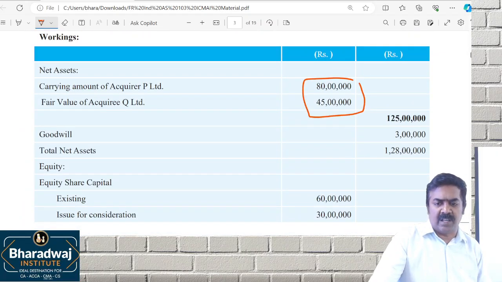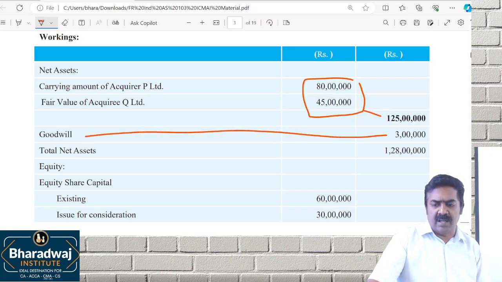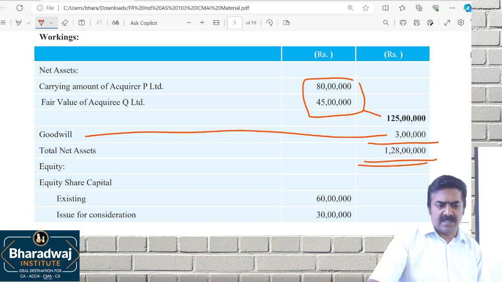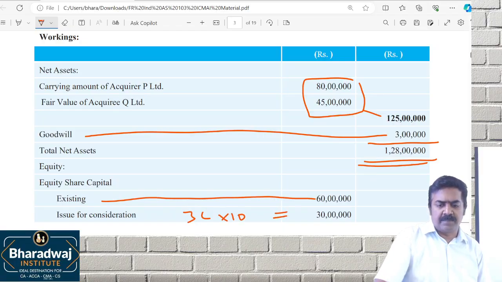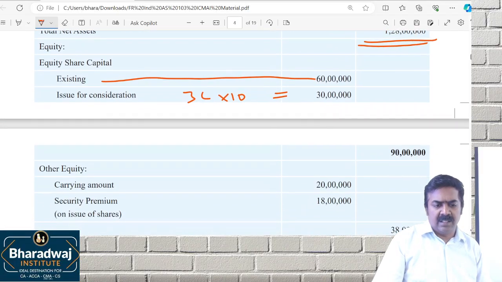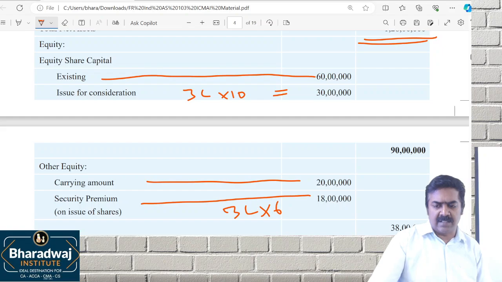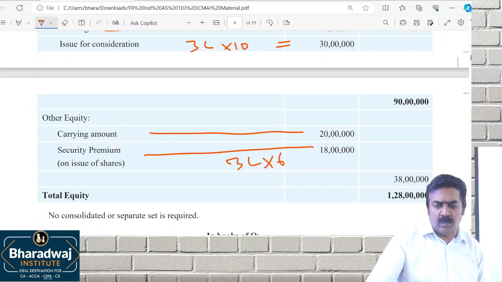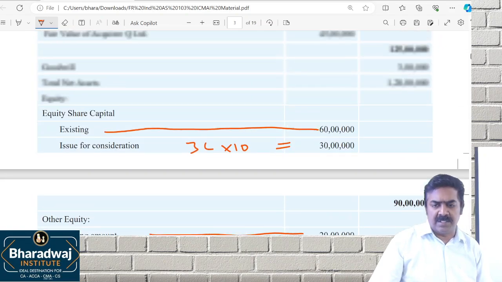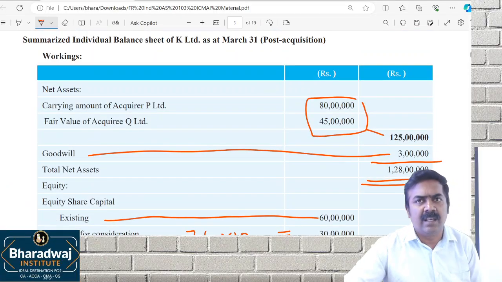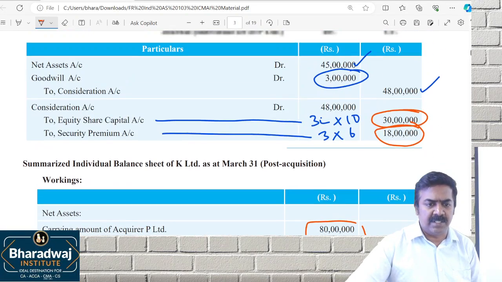Net assets you can check: the purchasing company's book value plus the selling company's taken over value. Goodwill we have done in the journal entry. This is the total of assets. Equity share capital existing is 60 lakhs and the purchase consideration given is 3 lakhs into 10, that is 30 lakhs. Then other equity already given plus the securities premium, 3 lakhs into 6, is 18 lakhs, totally 38 lakhs. 128 lakhs is the total of the balance sheet.